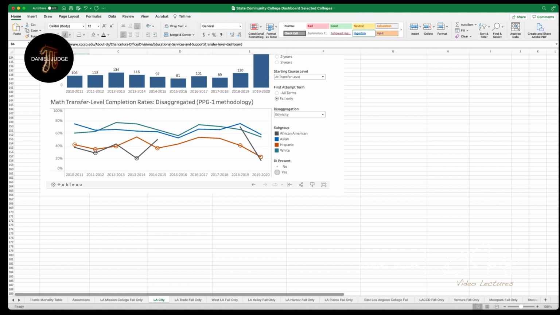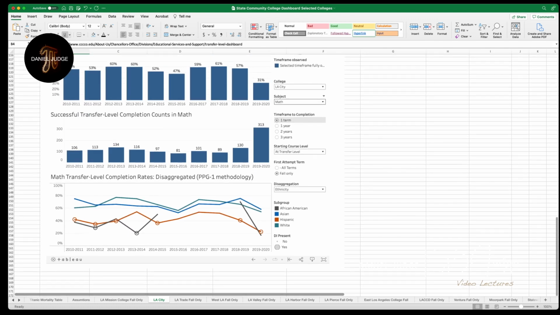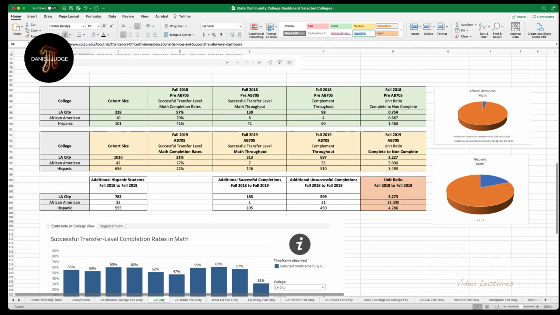What would happen with AB 1705 when you include everybody? The data is going to be worse. Now let's look at the unit ratios. This particular college here, this is LA City. I want you to focus on the unit ratios on this side here. For every one additional student in LA City College, 3.2 students did not get through.